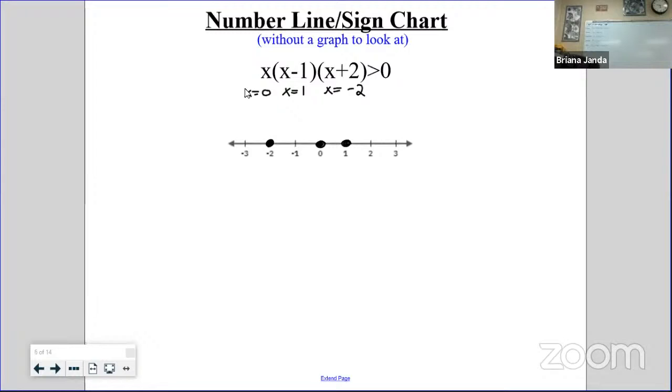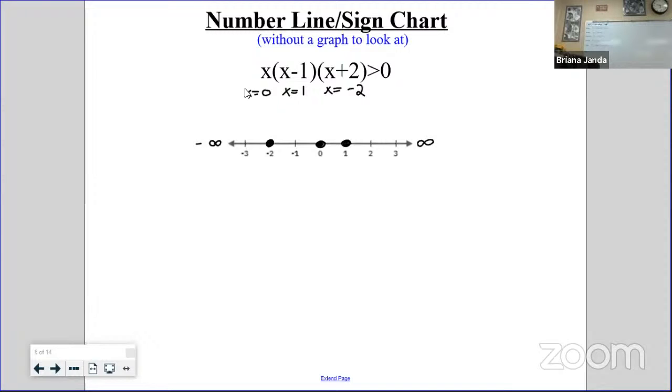Now, I don't have a picture to look at to tell me if it's positive or negative. So here's the little trick to this: we are going to pick sample numbers in each of those intervals. The intervals we are looking at would be from -infinity up to -2, then -2 to 0, 0 to 1, and 1 to infinity. And we pick a sample number, any number that falls in that section, and we plug it in.